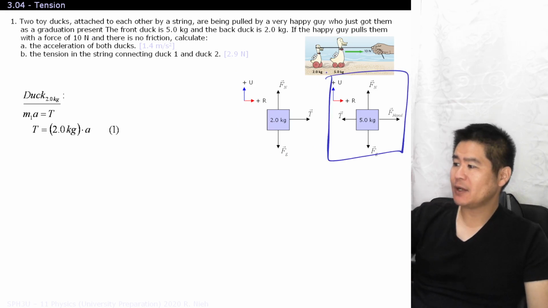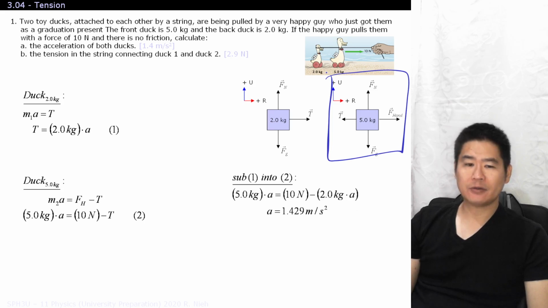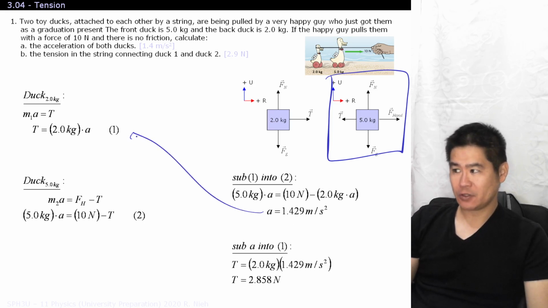As for the duck on the right-hand side, the force acting on the duck subtract tension is equal to ma, but this time the mass is 5 kilograms. You sub one equation into the next, and then you'll end up getting the acceleration. Sub the acceleration into equation number 1 because it's cleaner, and then you'll find the corresponding tension.